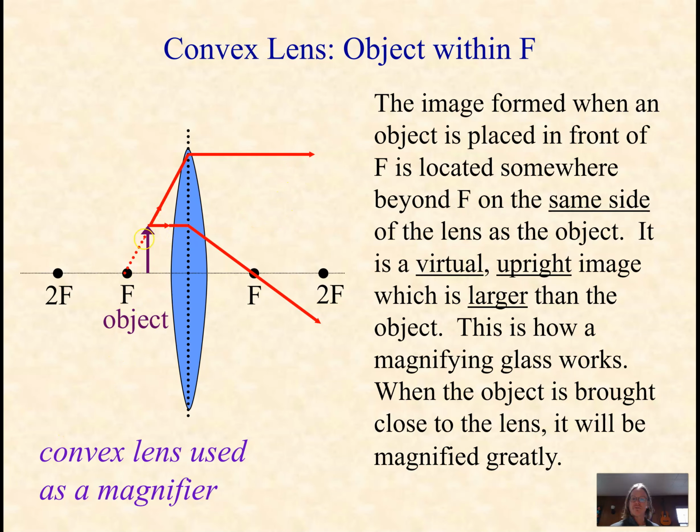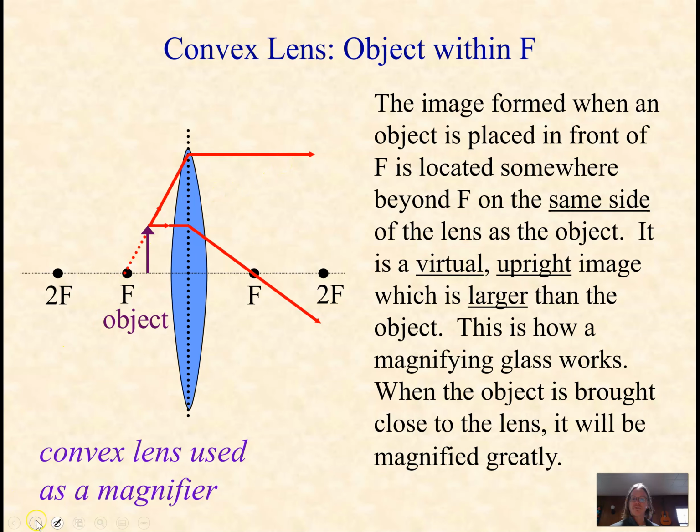So we still use the focal point on this side because if light was coming out of that focal point, it would follow that and come straight out there. That's what would happen. So light from that direction comes straight out, but you notice it's diverging. How do you make an image?